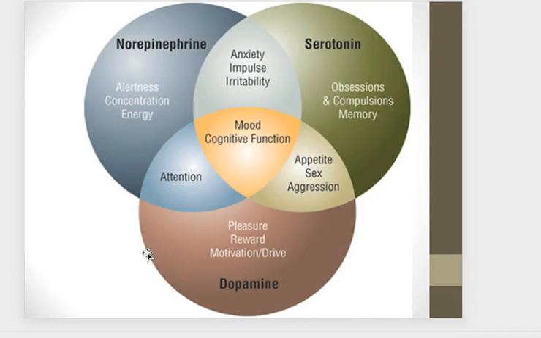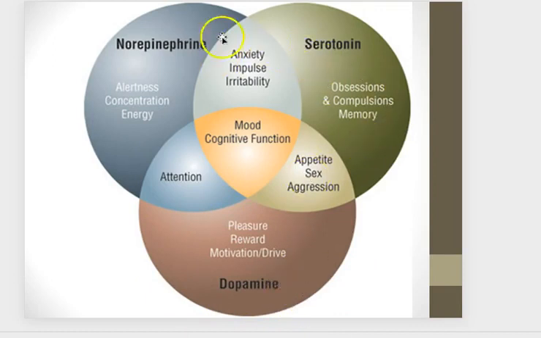So you can see here how they work together. Norepinephrine, alertness, concentration, and energy. Dopamine, pleasure, reward, motivation, and drive. This one probably not too surprising, because dopamine's a lot of how a lot of our illicit drugs work. So that reward and pleasure makes sense.